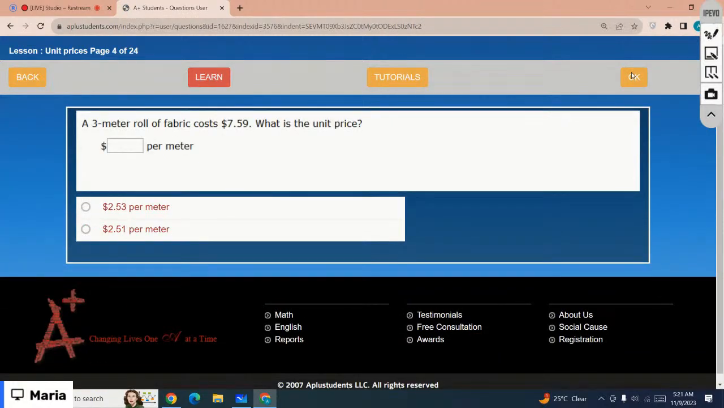A 3-meter roll of fabric costs $7.59. What is the unit price? So which is the correct option? You are given the price of the 3-meter roll, that is $7.59. You need to calculate the unit price. Unit price means you need to calculate the price of 1 meter. So you have to divide the total cost by the total length. The total cost is 7.59 divided by 3. So which is the correct option?